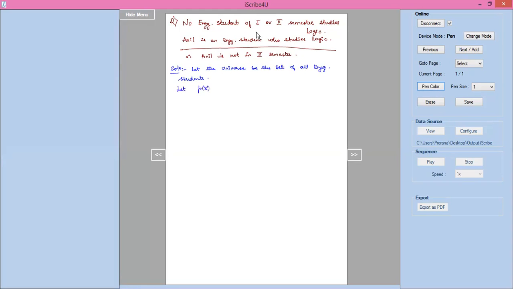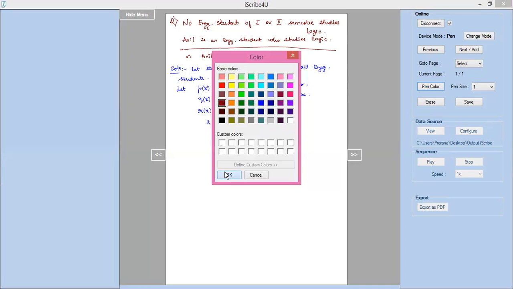And let us assume P of X as X is in first semester, and let us assume Q of X as X is in second semester. So it says either first semester or second semester, so the or logical connective can be used here. And no engineering student who is in first or second semester studies logic, it seems. So we can assume R of X as X studies logic. And we have the element A, that is Anil. So with all these, we are now able to write down the given argument.